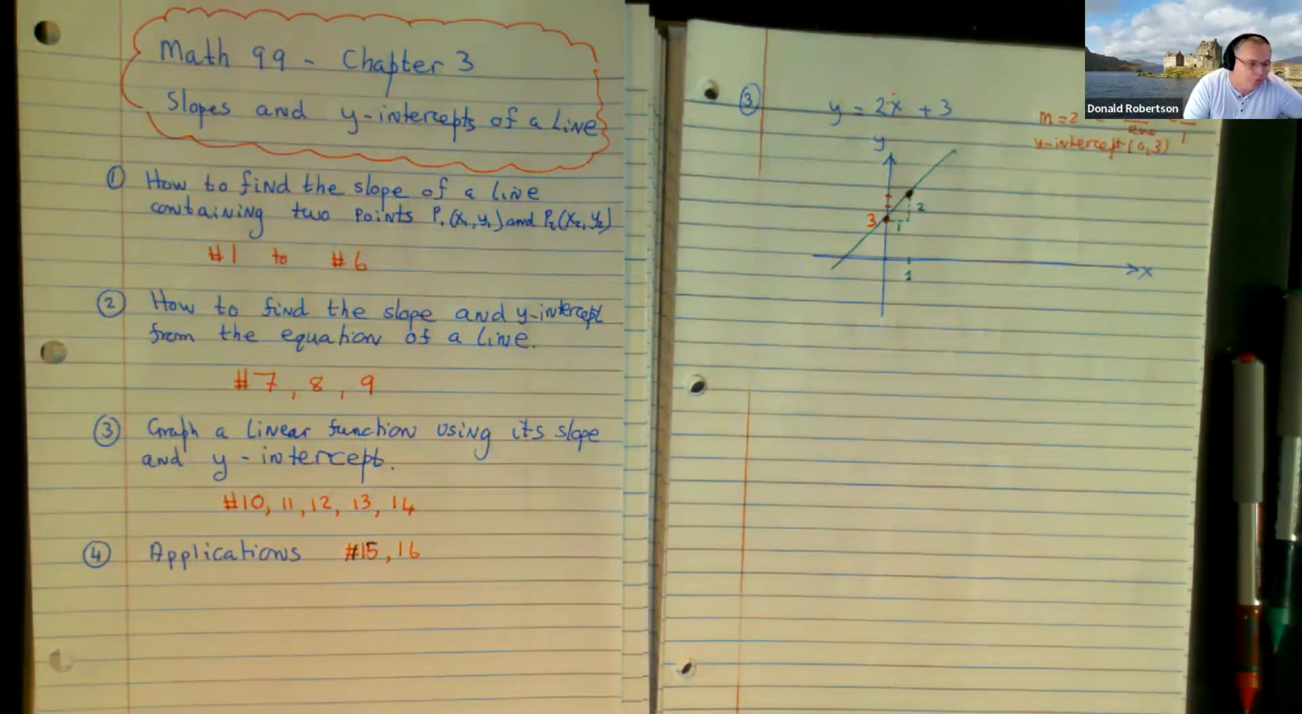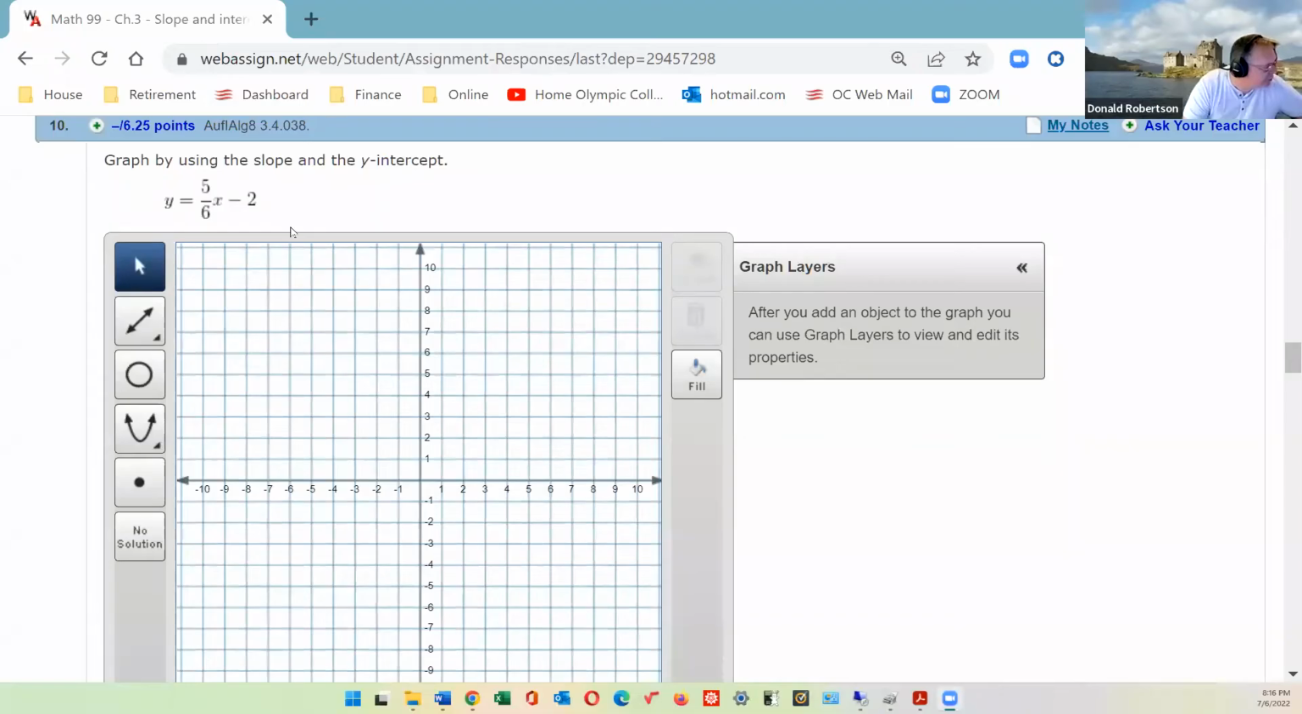I'm now going to move over and show you some really ugly versions of that same question. So this is us looking at a version of question 10 from your homework. It's this one here. Now, I can tell the slope is going to be 5/6, and I know that the y-intercept is -2. So I'm going to put in the y-intercept first, which is there.